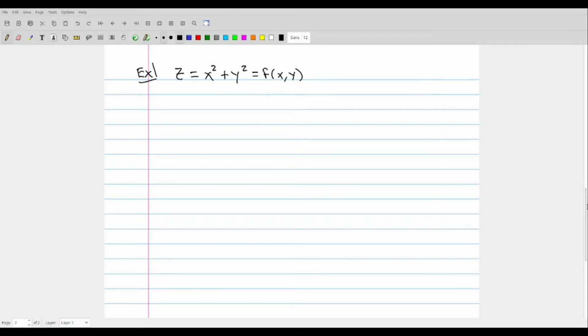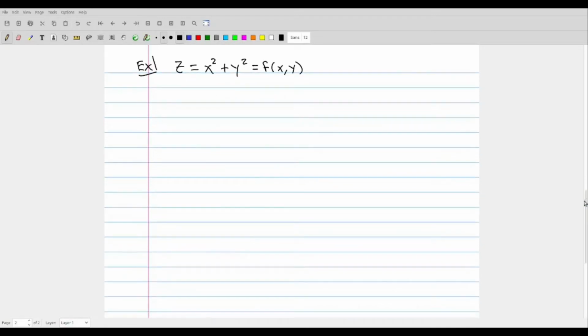Before we open up GeoGebra, we want to take a look at the traces of this function and see if we can figure out what this is going to look like, to get an idea of how to do this without even using a graphing calculator. There are going to be three traces to this expression, because we have three variables: an x trace, a y trace, and a z trace.